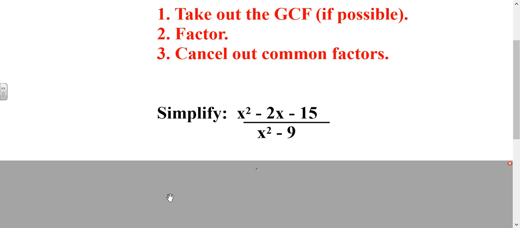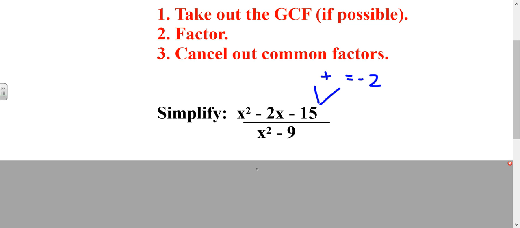So first we're going to look at the numerator and the denominator separately, and we're going to factor each one. The top one is just a regular trinomial. There's no number in front of x squared here. So what I have to do is find numbers that multiply to be negative 15 and add to equal negative 2.